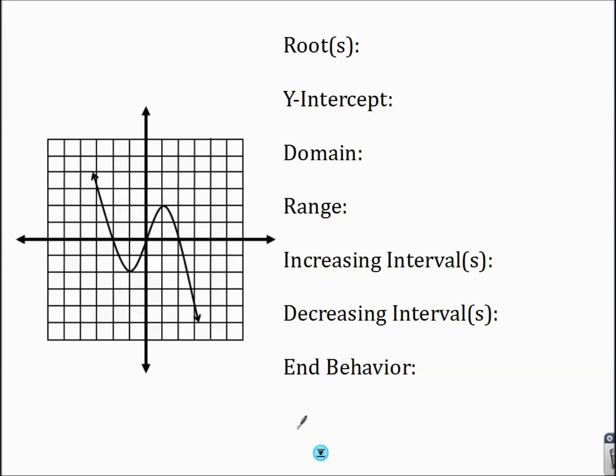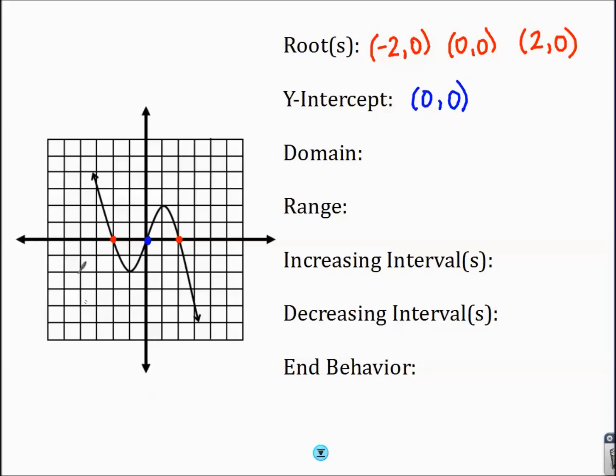For this next example, let's take a look at this graph. Remember that roots are the same thing as x-intercepts. The function crosses the x-axis 3 times, so we're going to have 3 roots. And make sure that you write them as points. (-2, 0), (0, 0), and (2, 0). The y-intercept is where the graph crosses the y-axis, which also happens to be at (0, 0).